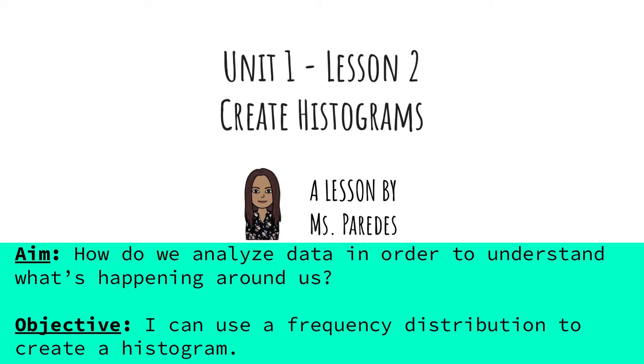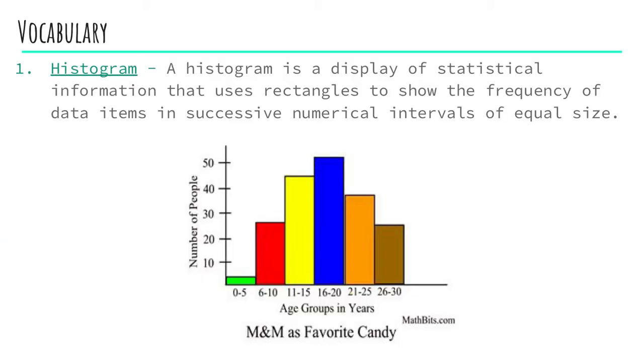Welcome to Unit 1, Lesson 2, Create Histograms. Aim is how do we analyze data in order to understand what's happening around us? And the objective is I can use a frequency distribution to create a histogram. Let's start with the definition of a histogram. A histogram is a display of statistical information that uses rectangles to show the frequency of data items in successive numerical intervals of equal size.